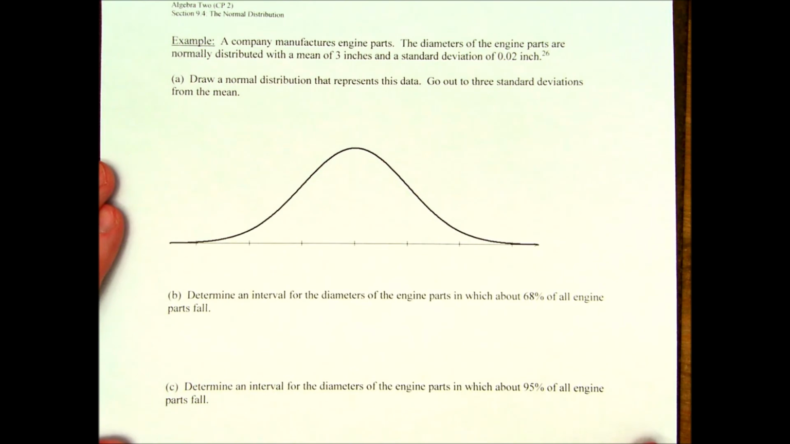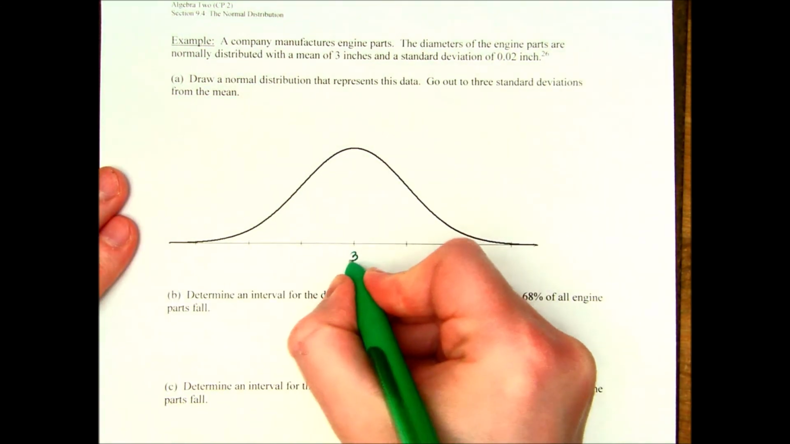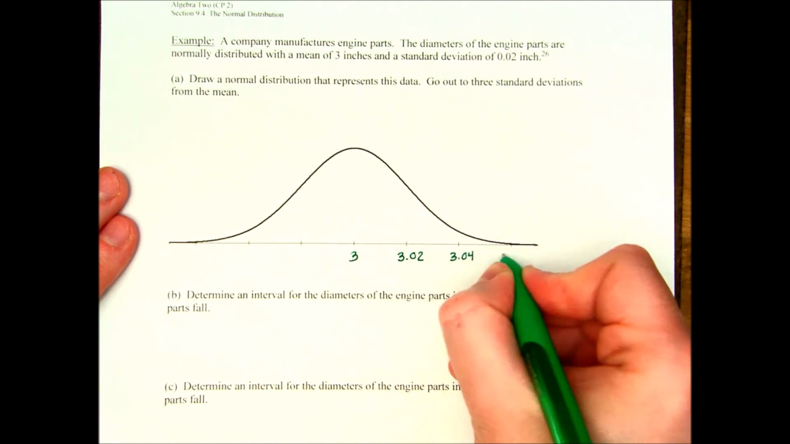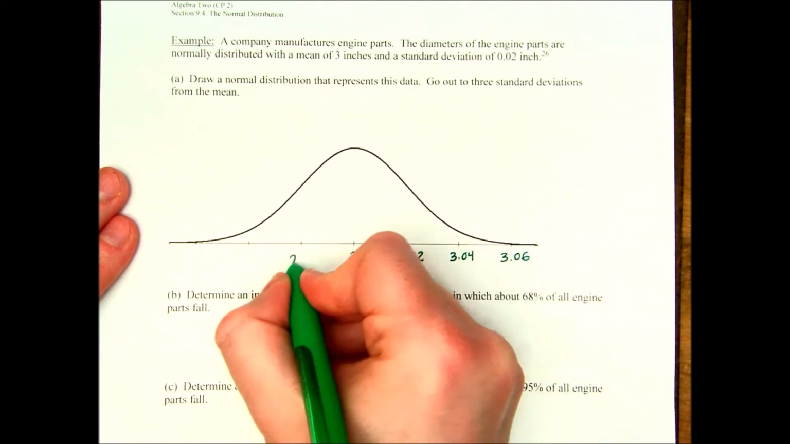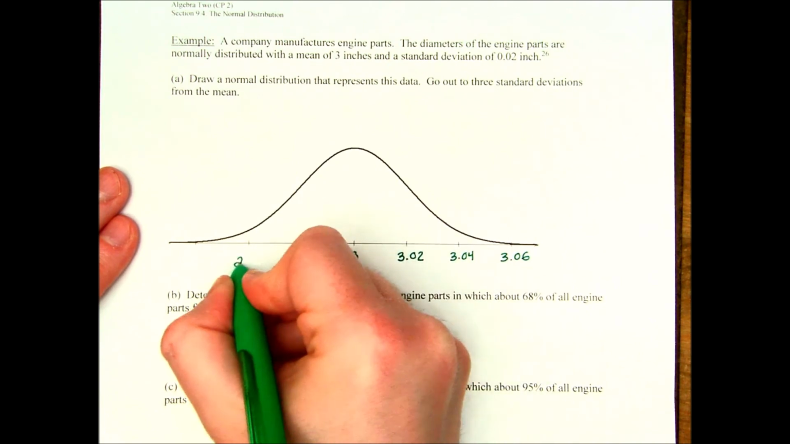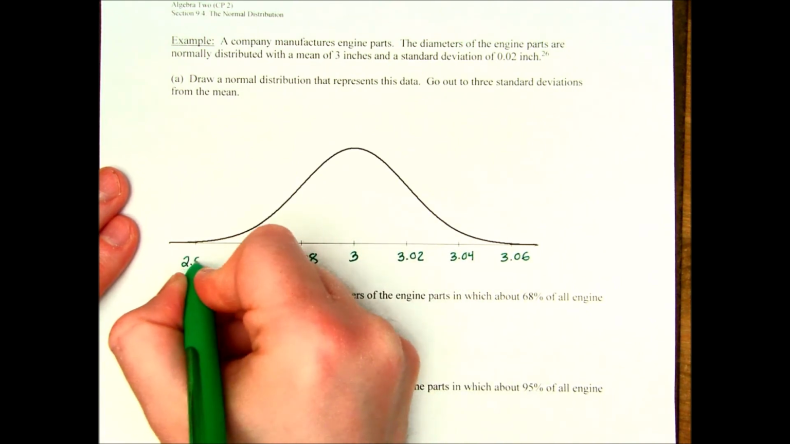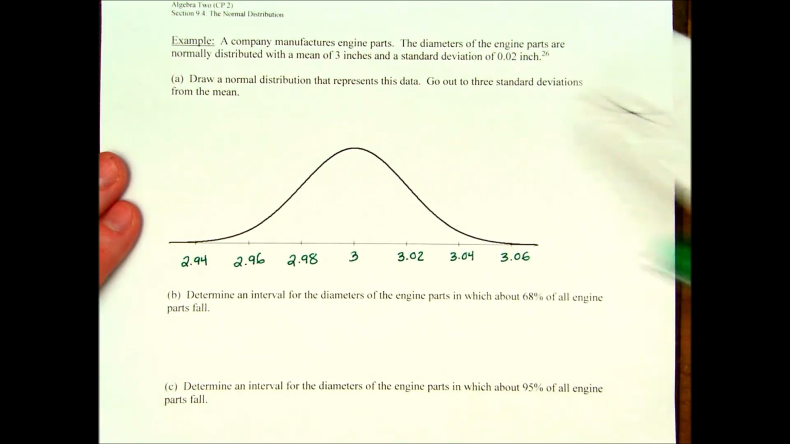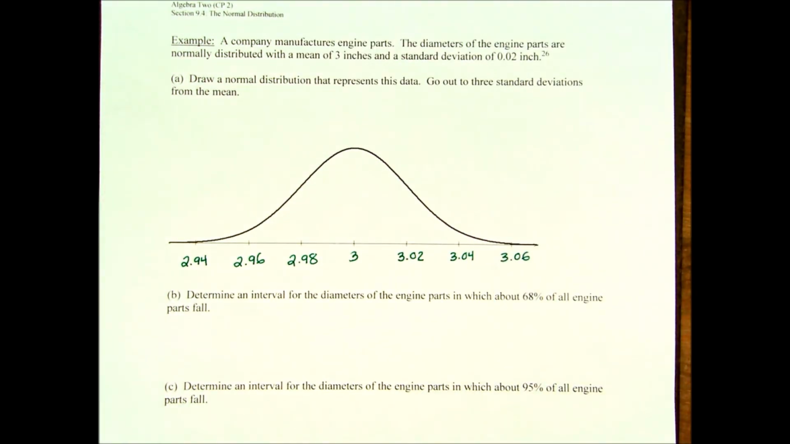On page 27, a company manufactures engine parts. The diameters of the engine parts are normally distributed with a mean of 3 inches and a standard deviation of 0.02 inches. I'm going to fill things in on my normal distribution of 3, 3.02, 3.04, 3.06, 2.98, 2.96, 2.94. Might as well get those percents in there. Actually, you know what? I'm not going to bother with that on this one. This one's going to work a little differently.